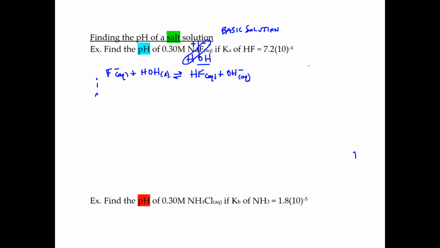Now you're going to do an ICE chart. So when you dissolve 0.3 molar NaF, you're going to get 0.3 molar F−. Of course, you're going to get 0.3 molar Na+, but we don't really care about that. Then this is going to be a 0, this is going to be a 0. Technically this 0 is 10 to the minus 7 from water, but it's not going to be significant. So we're going to shift to the right: minus x, plus x, plus x. So this is going to be x, this is going to be x, and this is going to be 0.3 minus x.